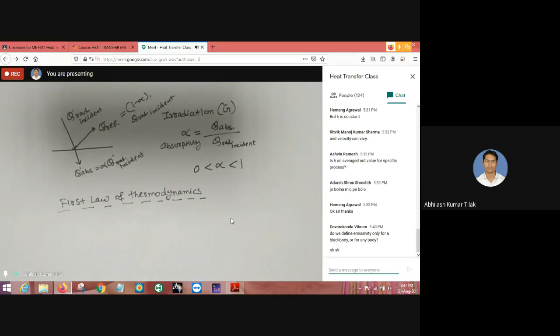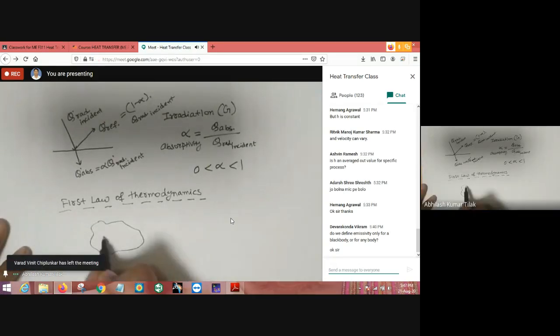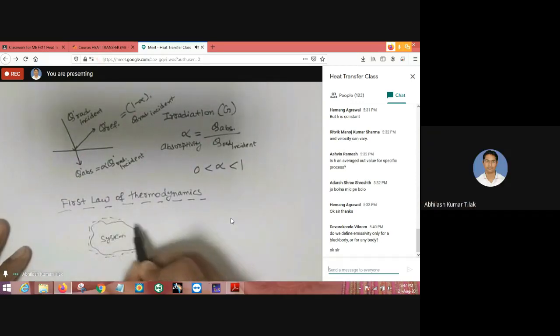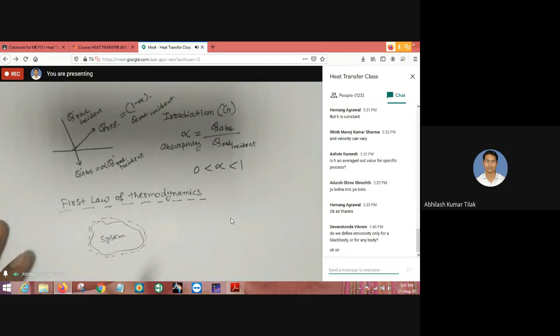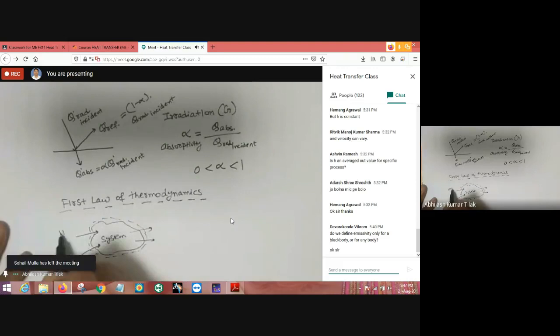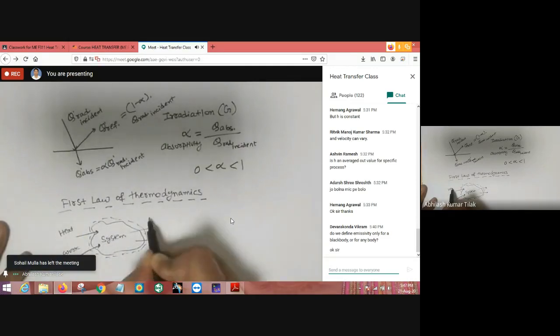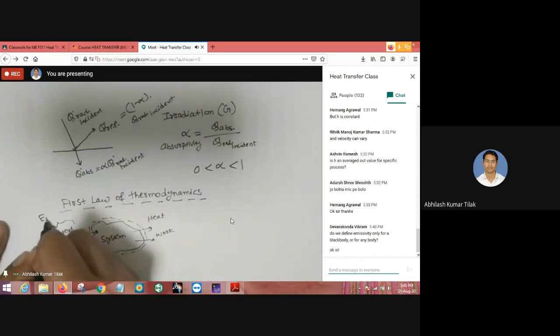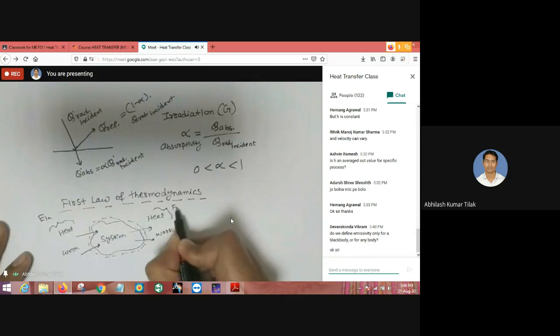So let us consider that there is a system. We have a system here. This is the control surface. Since it is interacting with the surroundings or any other system, there will be some energy entering the system and some energy might be leaving the system. It might be heat or it might be work. So there will be some amount of E in, and some amount will be E out.